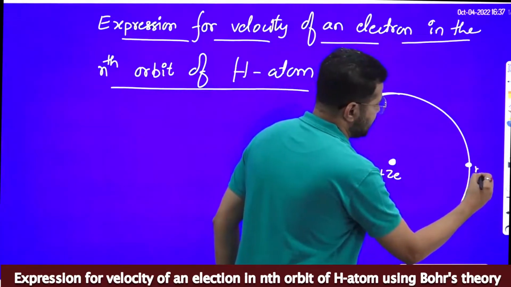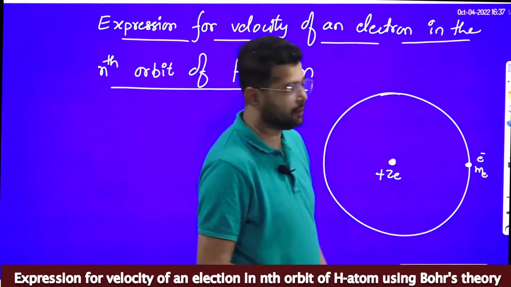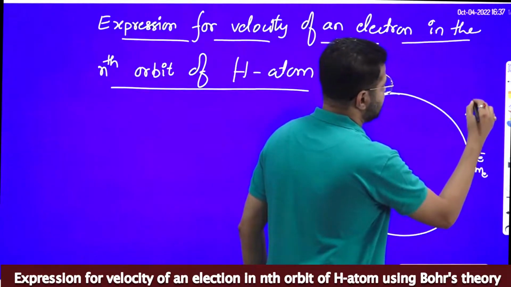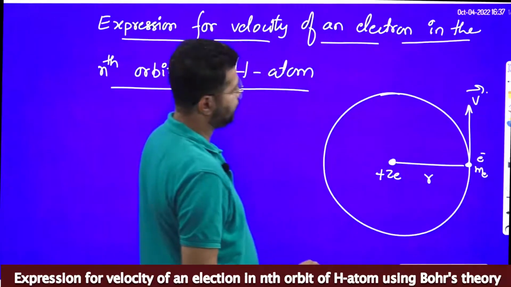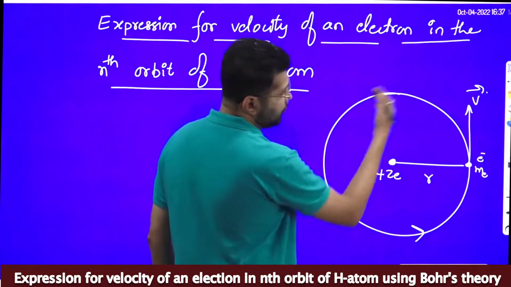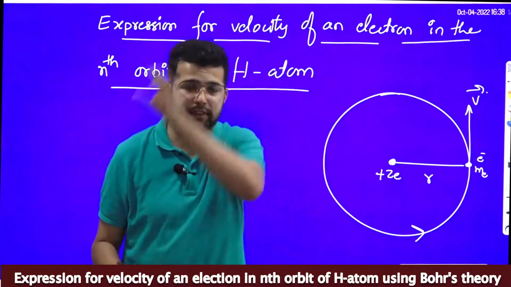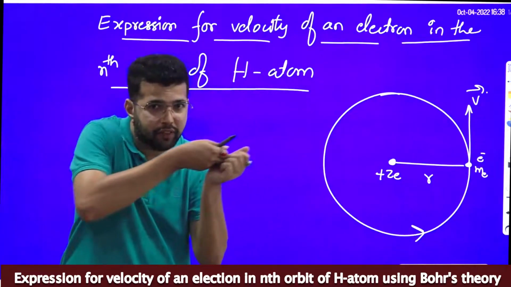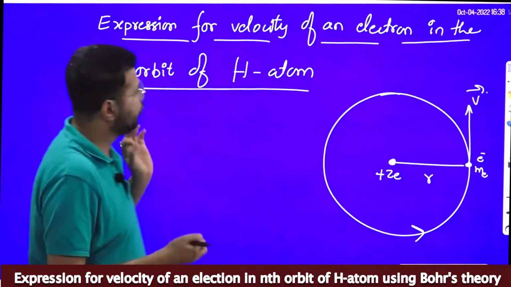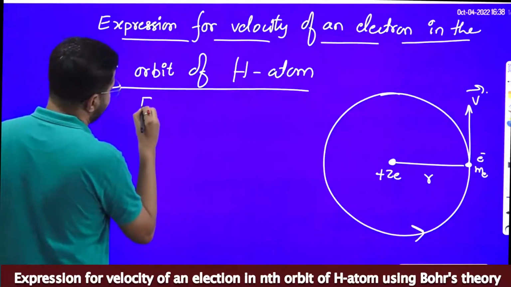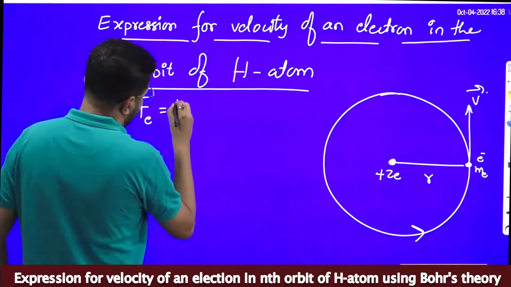Say the electron has some mass m_e and the charge of the electron is minus e. It is moving with some velocity v. The radius, let it be r, and say this is the sense of rotation. Now, we know that if the electron has to move in a circular path, the electrostatic force of attraction should be equal to the centripetal force or centrifugal reaction. So, the first step would be the same: electrostatic force of attraction should be equal to centripetal force.